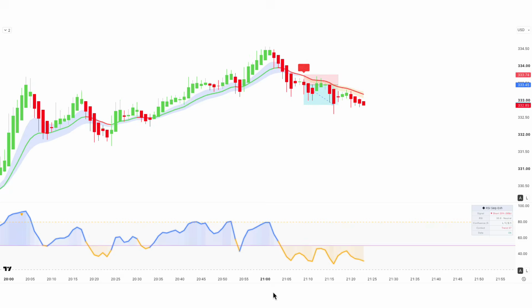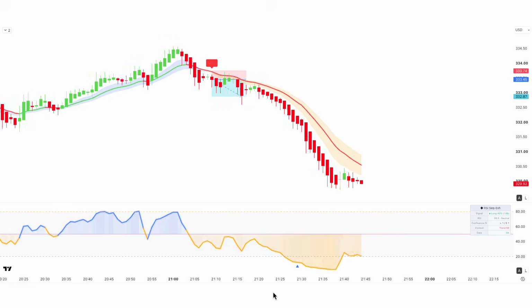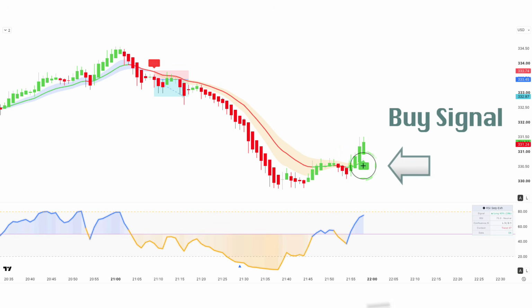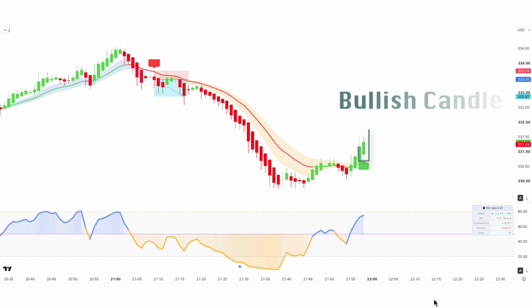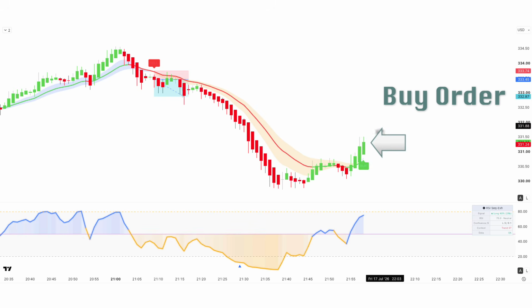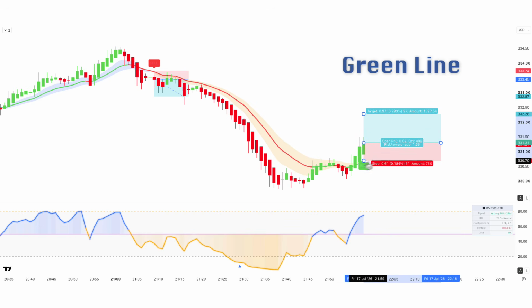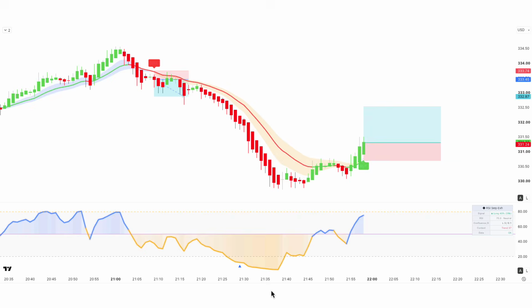Let us now understand the long position. When the ANFAT MAR label up appears, this is the buy signal. The blue line of RSI Sequential Exhaustion should be above the 0 line, and the market forms a bullish candle. If this condition is fulfilled, then we will place a buy order. Our stop loss is to be placed at the green line, and the risk to reward ratio will be 1:2.